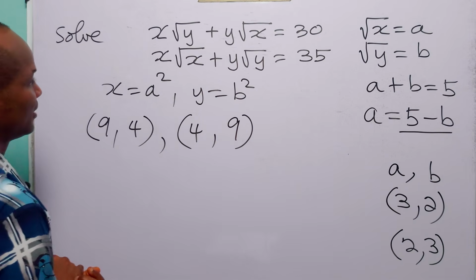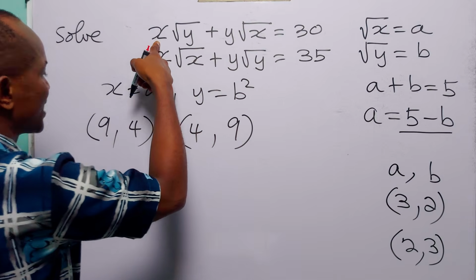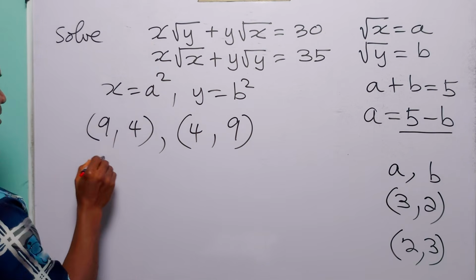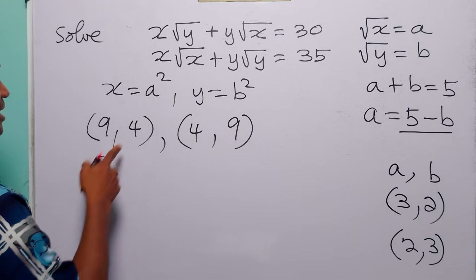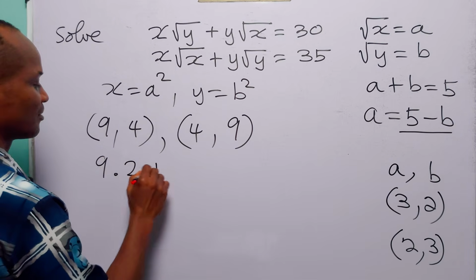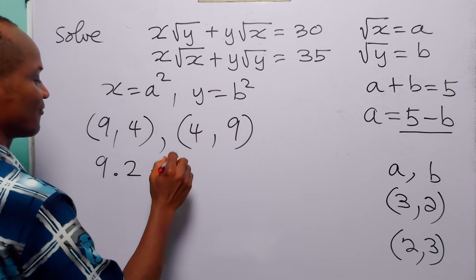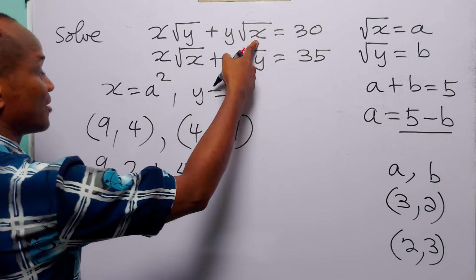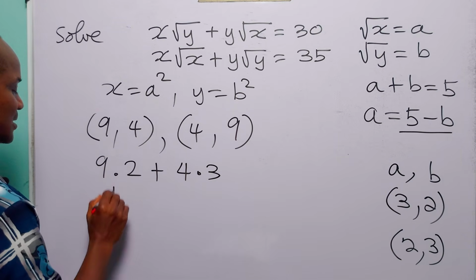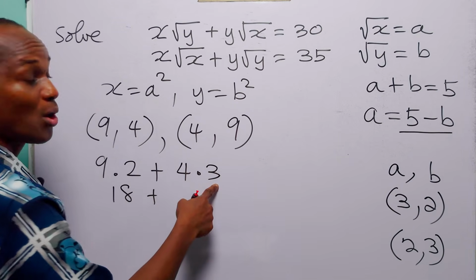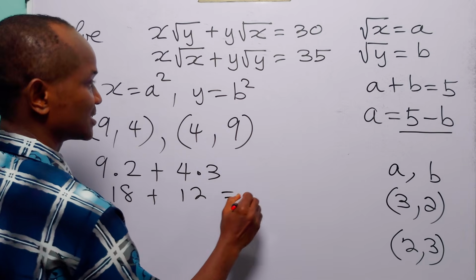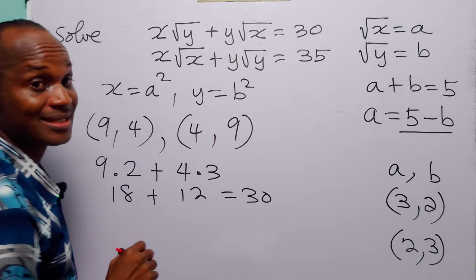And we can check. Now, in the first equation, we have x. Let us look at this first point. So this is going to be 9 times the square root of y, which is 2, plus y, which is 4, times the square root of x, which is 3. 9 times 2 is 18, and 4 times 3 is 12. Now, 18 plus 12 is equal to 30, exactly as we have it.